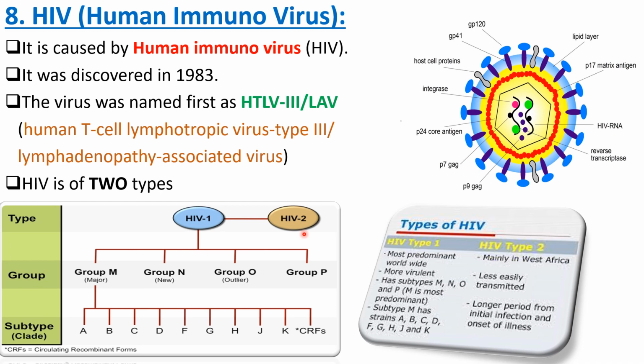HIV-1 virus was found in common chimpanzees. Then HIV-2 was found in sooty mangabeys, which are old world monkeys.